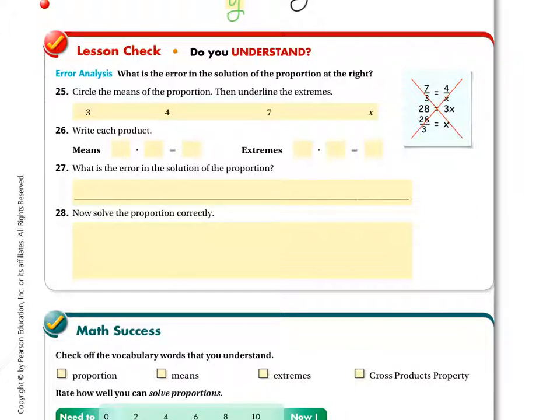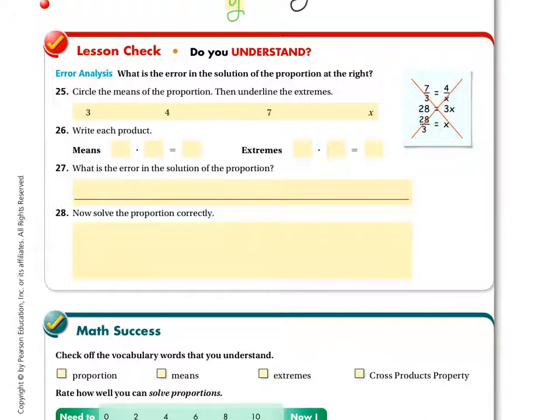I honestly am not going to ask you that because I really don't care. The means and extremes deal with your cross products. So here, when they're looking at this proportion right here, your means and extremes are either going to be the 7 and the x or the 3 and the 4. For our purposes in this class, it really isn't important for you to know what's a mean versus an extreme. So we're not going to go over that, so ignore that part.